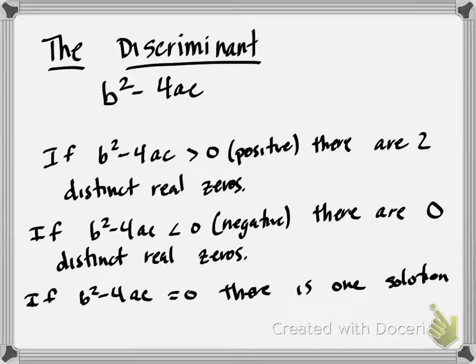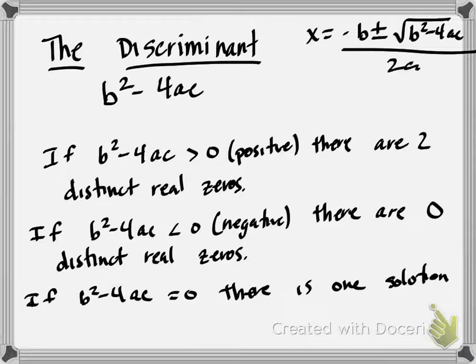All right, guys, the final thing we're going to talk about with quadratics is the discriminant. If you remember what the quadratic formula looks like, it's negative b plus or minus the square root of b squared minus 4ac, all divided by 2a. Just this part of the quadratic formula, b squared minus 4ac, is what we call the discriminant.